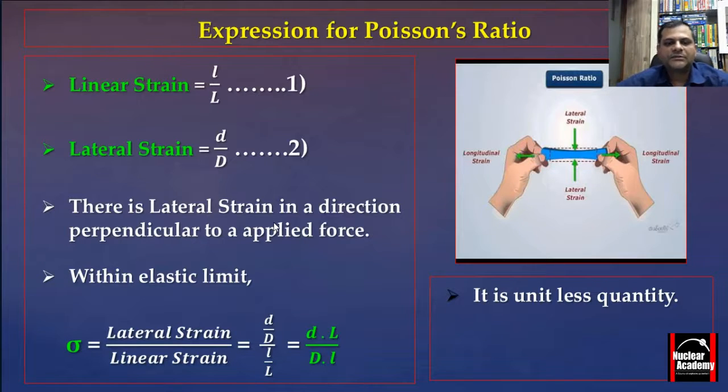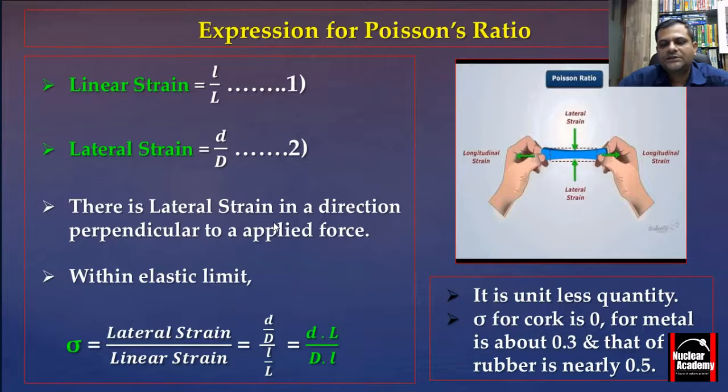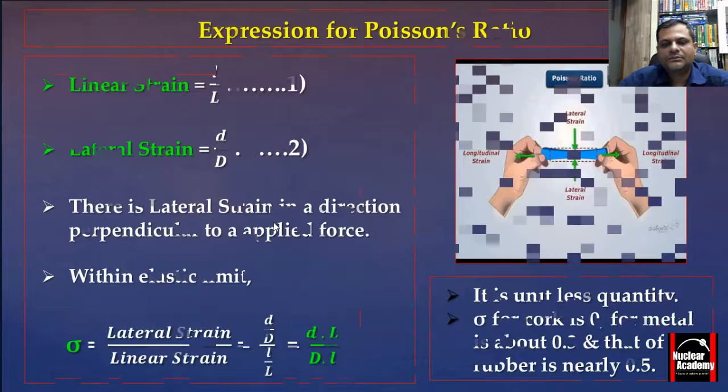Within elastic limit we can say the lateral strain and longitudinal strain are proportional to each other, and the ratio of these two is called Poisson's ratio, which is denoted by sigma. So sigma will be the ratio of lateral strain upon longitudinal strain, which is small d by capital D divided by small l upon capital L, which is going to be d capital L upon capital D small l. And this is a unitless quantity, as well as dimensionless.